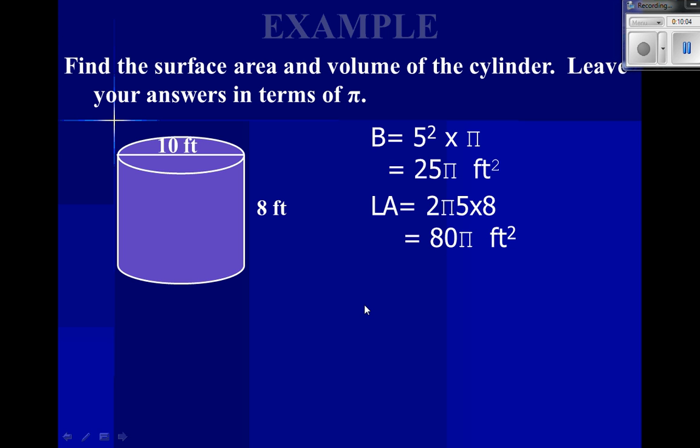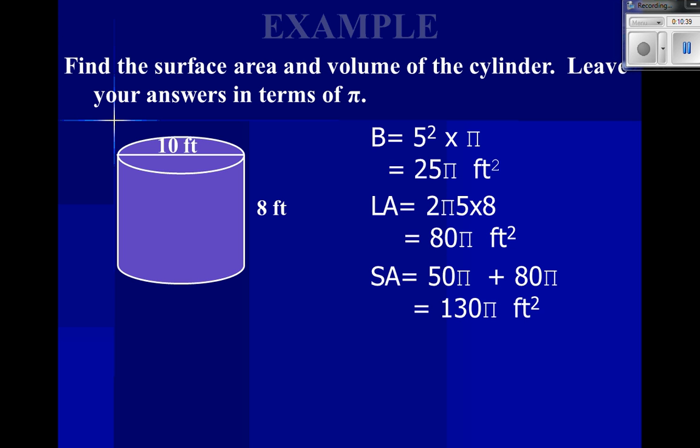And then surface area, everything I can physically touch. So I'm going to take the area of both bases. This is the area of one, so I've got to double that. And then I'm just going to simply add the lateral area onto that. So I have 50 pi for the area of both bases, plus the lateral area of 80 pi, which gives me a total of 130 pi feet squared for the surface area. Okay, so hopefully that makes sense and you're getting this written down.